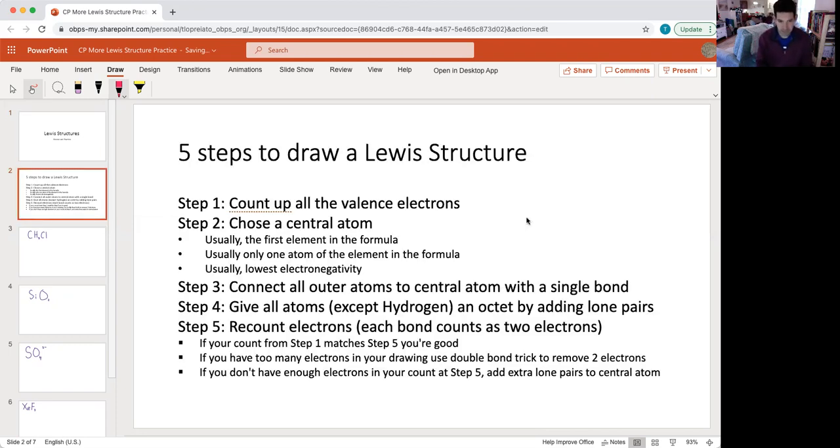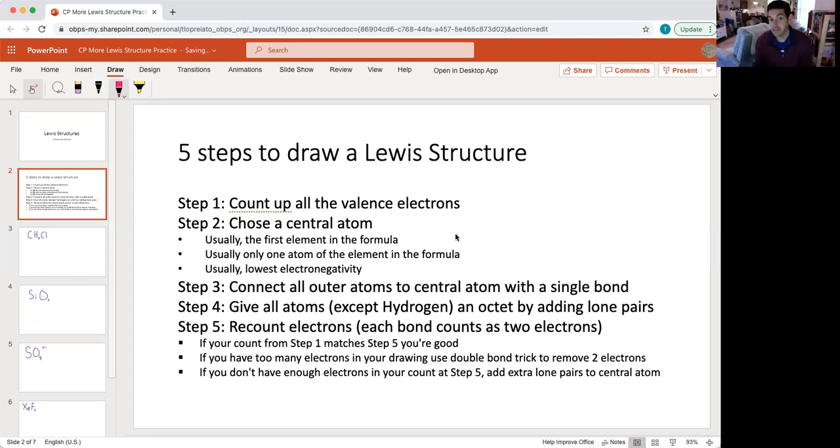There are 5 steps. It's a little wordy, but step one, we count up all the valence electrons. We know the number of valence electrons of each element based on its position in the periodic table. So think about the group number. If it's group 14, it's 4 valence electrons. If it's group 17, it's 7 valence electrons. So being able to identify where the element is on the periodic table is so important, which is why when I'm doing all my work, I have my periodic table handy. You should be in the habit of having that.